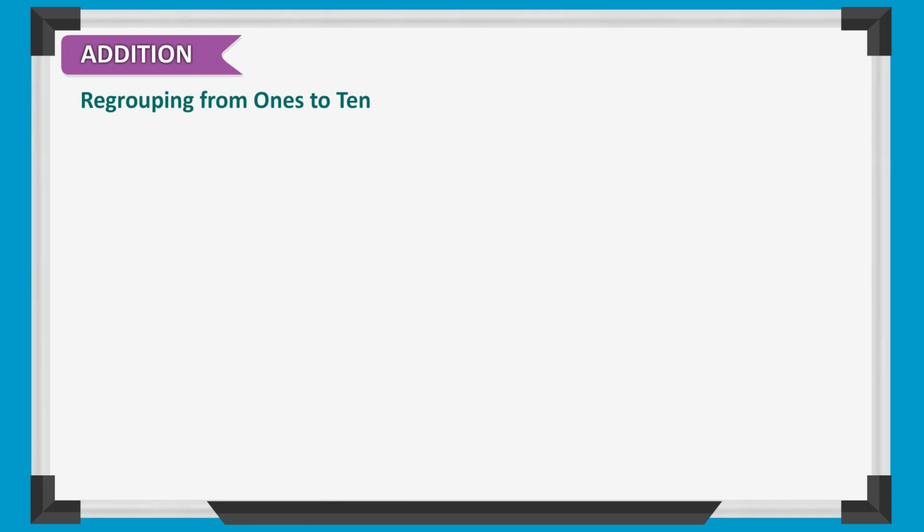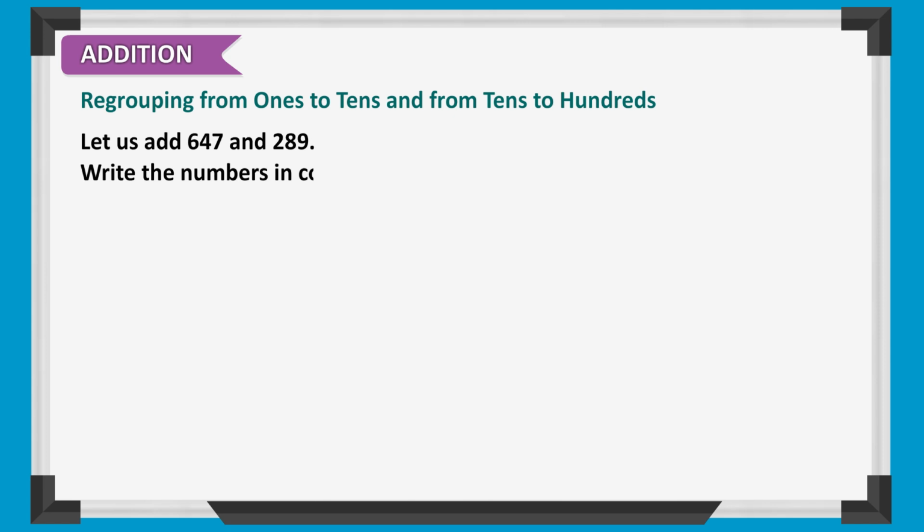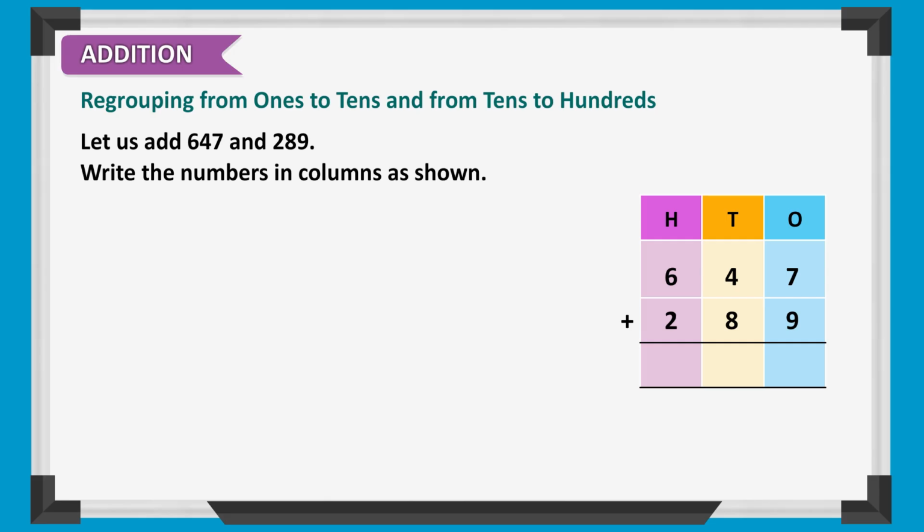Regrouping from ones to tens and from tens to hundreds. Let us add 647 and 289. Write the numbers in columns as shown. Step 1. Add the ones.